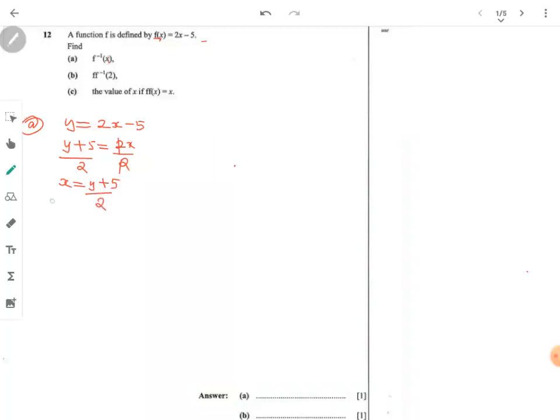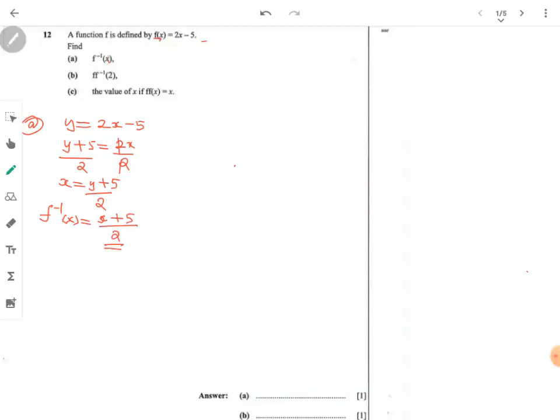Therefore, an inverse of f of x is equal to, where there's y, and now replacing x, put x plus 5 over 2. And that is how you find the inverse of a function.